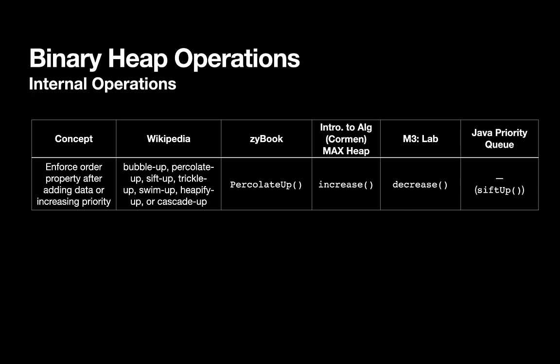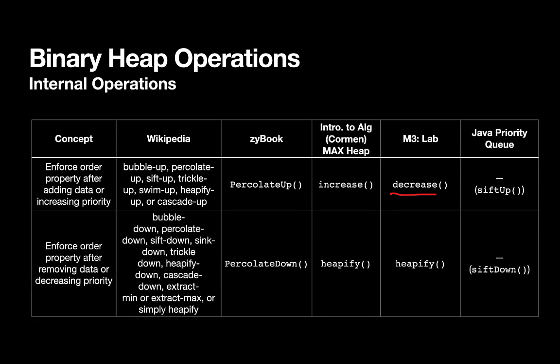So this goes by a lot of different names: percolate up, bubble up. In the Corman book, it's a max heap. So you can kind of think of it as increasing the priority as it moves up the tree. In our case, we're dealing with a min heap. So in our lab, we'll refer to it as a decrease. Java priority queues, this isn't publicly visible. But if you dig through the source code, they refer to it as sifting up.